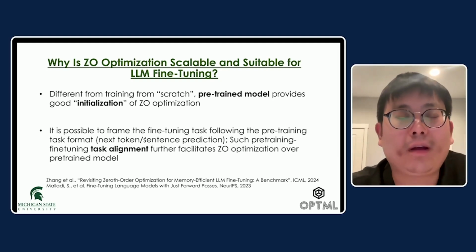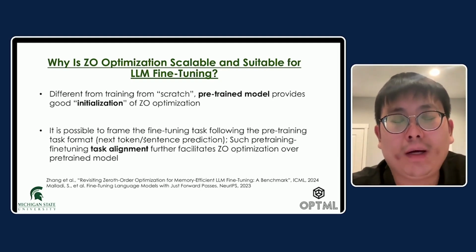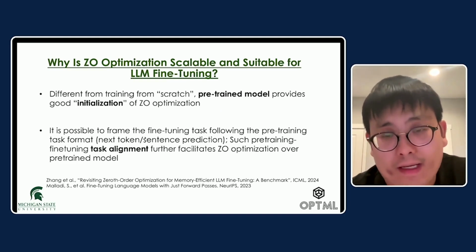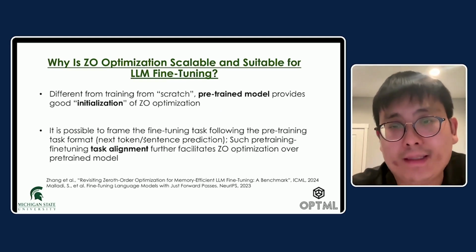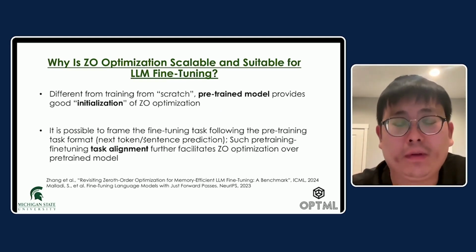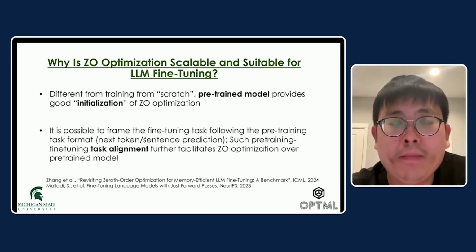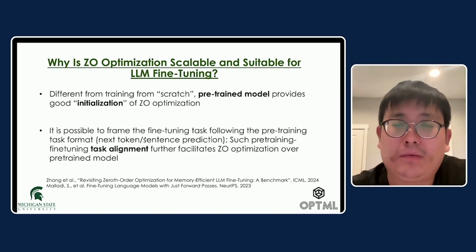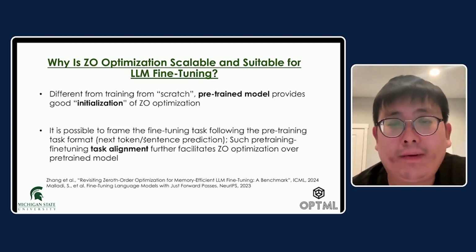Since this Zeroth-Order optimization will no longer be considered for the task transfer case, you are working on similar task types during fine-tuning compared to pre-training. And this Zeroth-Order optimization can better utilize these pre-trained models to find a better fine-tuned solution. So this task alignment is very important.